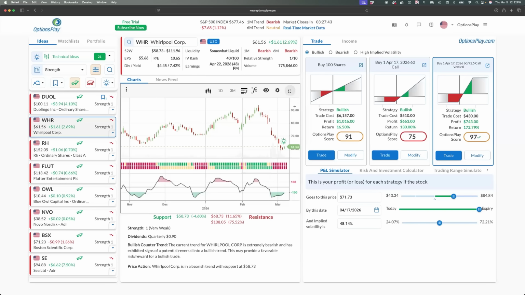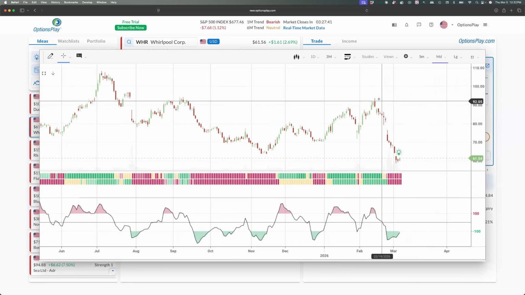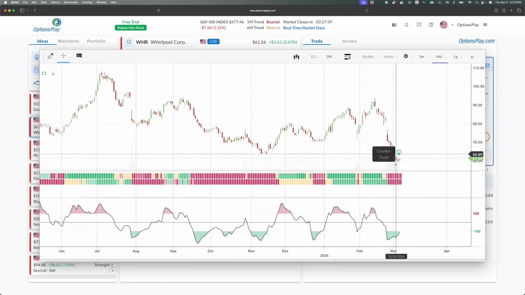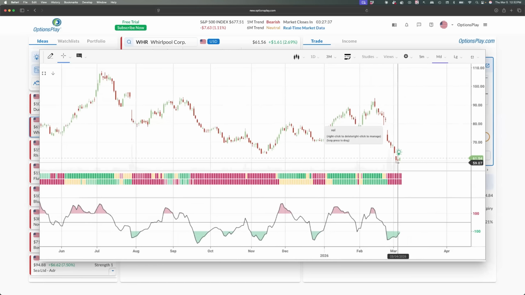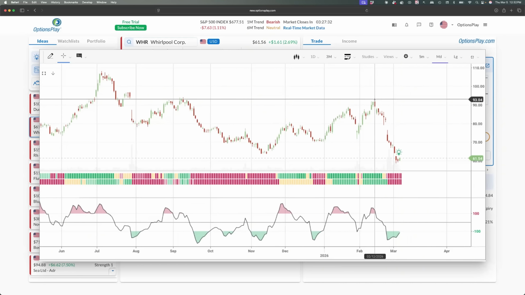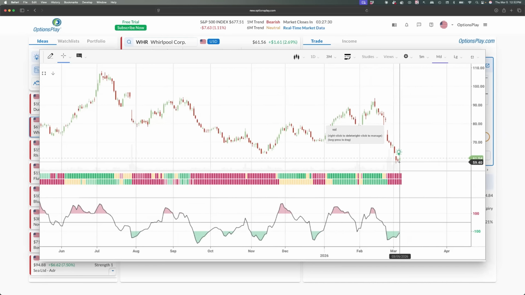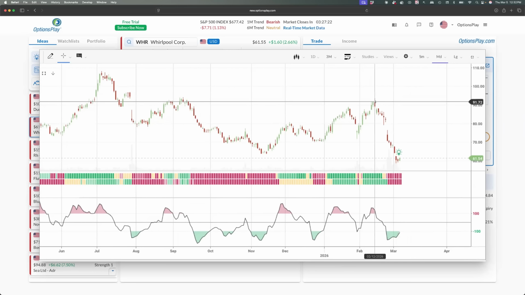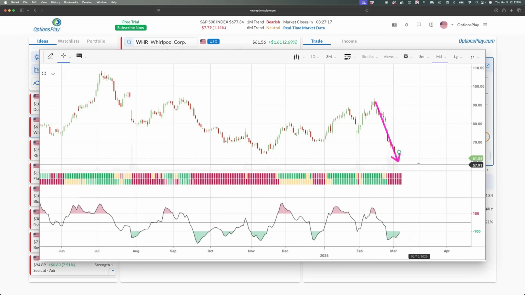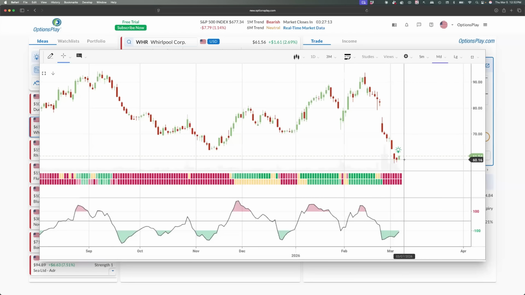So here's Whirlpool. This was a $93 stock that's traded all the way down to 59 in a matter of 2.5 weeks. So we're talking about a nearly 40% haircut in the stock price in just, I'm sorry, in just 3 weeks or so. And that's a pretty extreme move to the downside. And that is the only move that would have triggered this particular extreme signal.